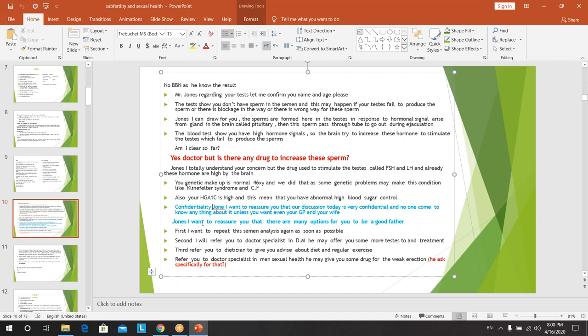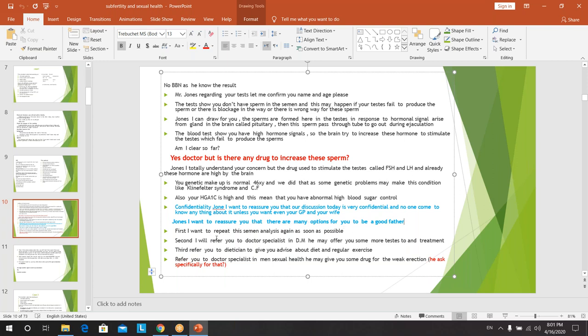Here comes the most important point. John, I wanted to reassure you that there are many options for you to be a good father. Here, you are now giving hope to the role player. The role player now is very upset, disappointed. So when you give him hope, he will concentrate with you again. John, I wanted to reassure you that there are many options for you to be a good father.